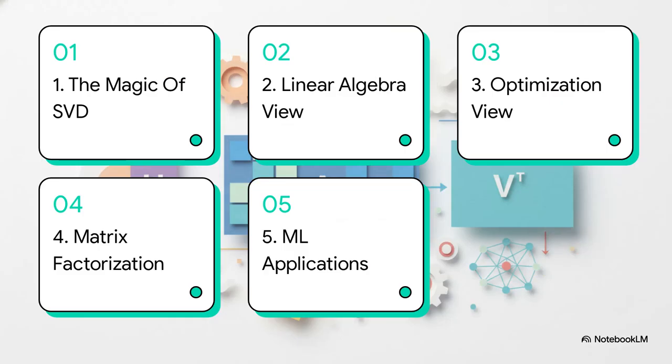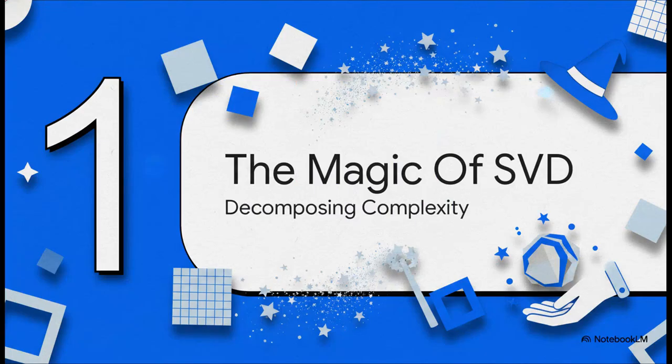To demystify all of this, here is our roadmap. We'll start with the magic of SVD, move to the linear algebra view, then the optimization view. After that, we'll generalize matrix factorization, and finally, look at real-world ML applications. Jumping into Section 1, the magic of SVD, decomposing complexity.